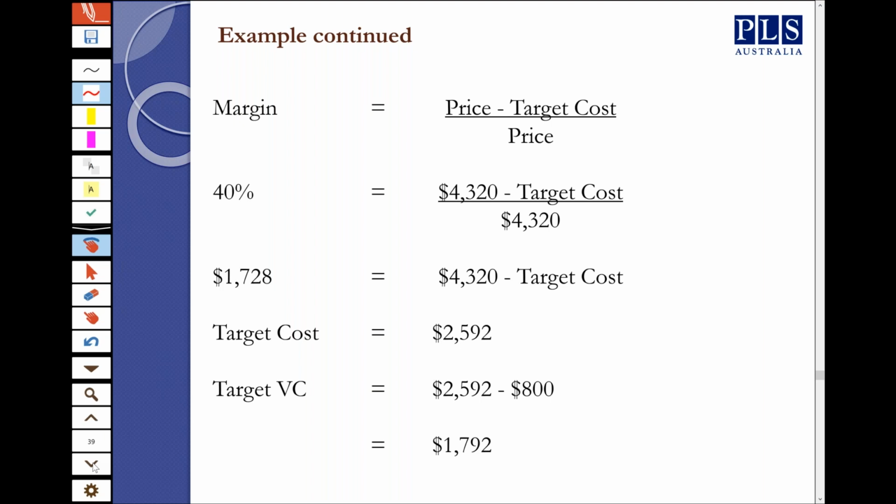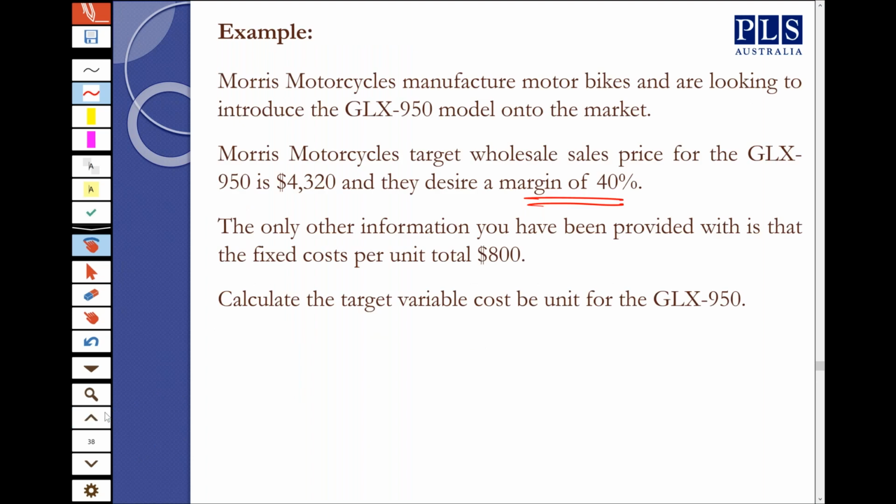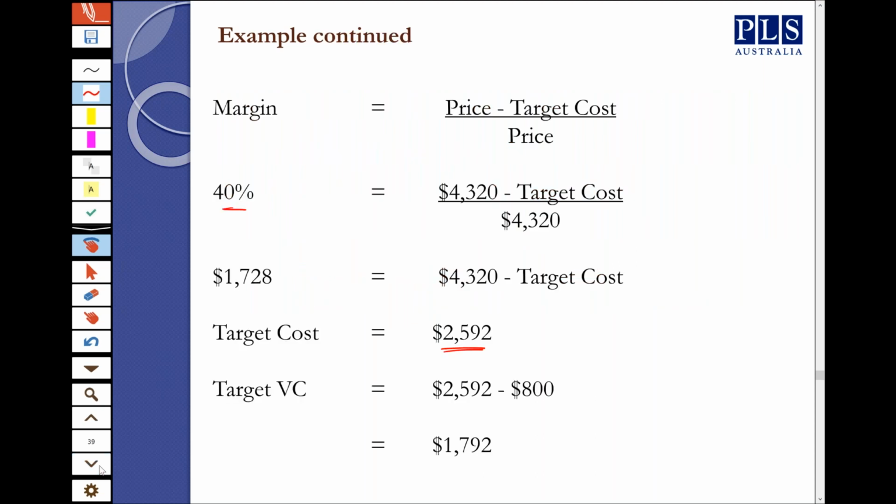So therefore your margin given as 40% would equal your 4,320 less your target cost over your 4,320, coming through to a target cost of 2,592. Picking up on the fact that I've also got fixed costs of 800 and that you've been asked for a target variable cost, 2,592 less your 800 gets you your target variable cost of 1,792. And that would be the layering that I would give consideration to in terms of deriving that figure. So again, just an appreciation of how you would do that sort of calculation for the online assessment.